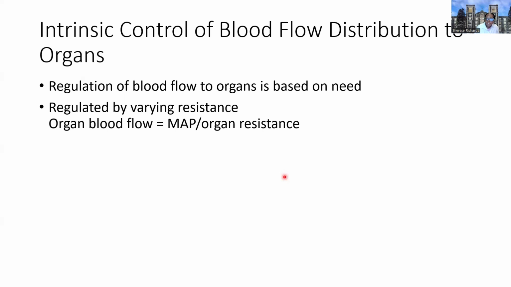Now, we can have that regulation based upon changing the resistance. And so organ blood flow is going to be equal to the mean arterial pressure divided by the organ resistance. That's going to determine how much flow is going to that vascular bed. The overall mean arterial pressure, the driving force, divided by the specific resistance to that organ system.